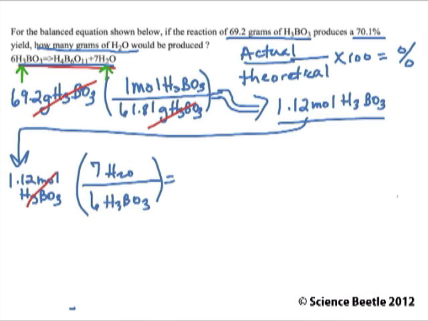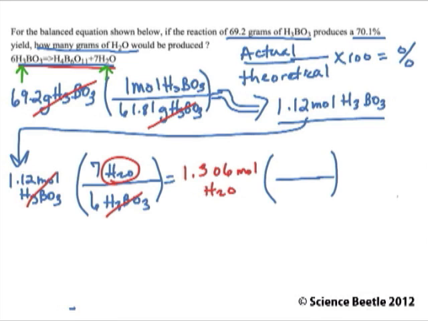So the moles of H3BO3 cancel, and what I'm left with is the moles of H2O. And that comes out to 1.306 moles of H2O. Now keep in mind that our original problem was in grams, so we need to take this a step further and multiply this by the molar mass of water. We know that 1 mole of water is going to have 18 grams of water.